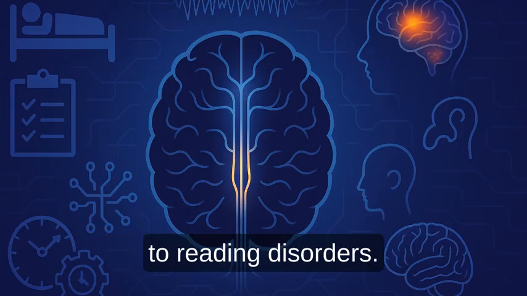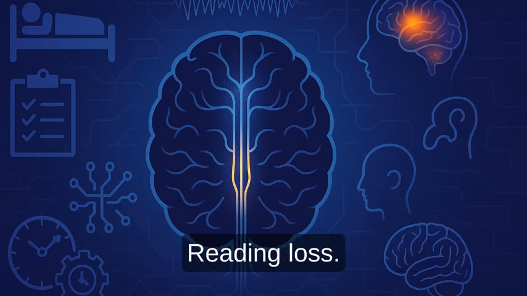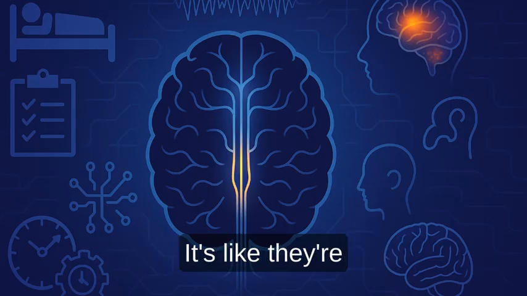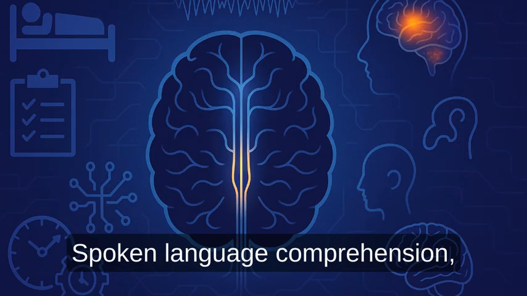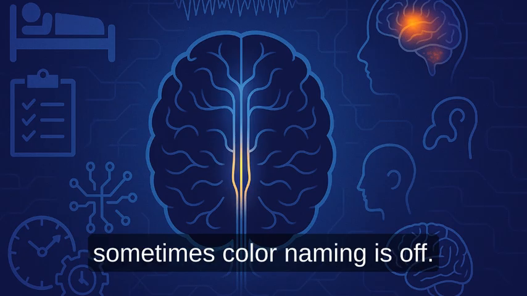Let's switch gears slightly to reading disorders. Pure alexia without agraphia: reading loss, but writing is okay. Exactly. It's fascinating. They can't read, but they can still write perfectly well. It's like they're linguistically blindfolded. Spoken language comprehension and repetition are usually normal. Naming might be okay, though sometimes color naming is off.